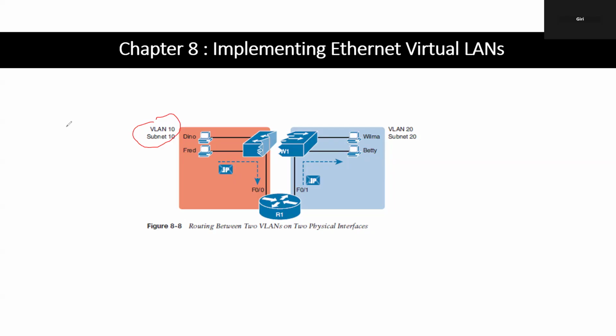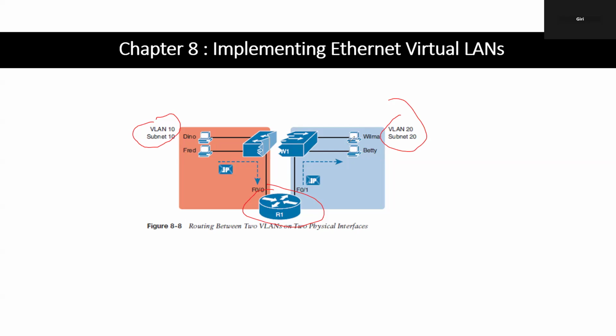So let's look at figure 8-8. For this example, we have a router. This router can route packets between subnets, and VLAN 10 and 20. Since we're talking about the router, we're going to say subnets 10 and 20.